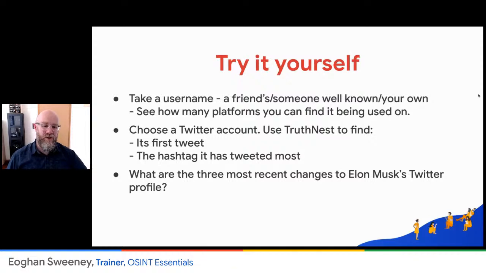Then the next one is choose a Twitter account, go to Truthnest, and find the first tweet from this account, and find the hashtag that it has tweeted the most. And then the last thing I want to do is go to Elon Musk's Twitter profile, the real one, not one of the hundreds of fake ones out there, and find out what the 3 most recent changes to his profile are. And I think you can guess from what we've just done what the best way of doing that is.